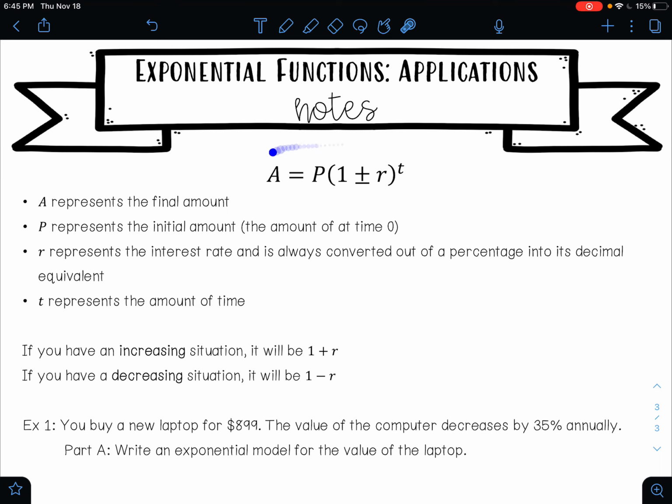So let's see what we mean by that. A is your final amount. P represents your initial amount. R is a rate, and it is always converted out of a percentage into its decimal equivalent. And then T represents the amount of time. You'll notice in this equation that we have plus or minus. Now, we only use one at a time. You will use the plus sign when you have an increasing situation, and you will use the minus sign when you have a decreasing situation. So let's see what I mean.